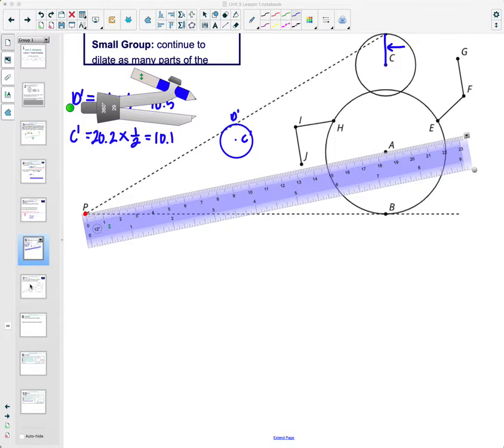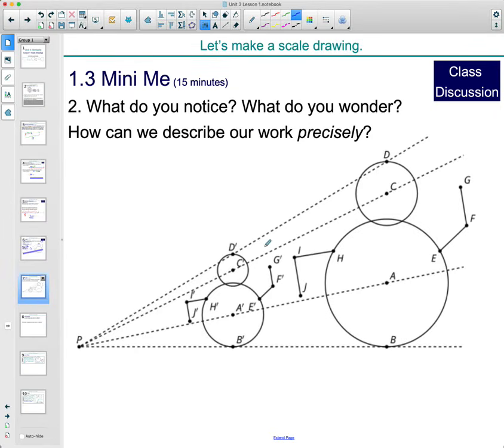All right, so hopefully you got most of that dilated. If you didn't get the whole thing, hopefully you got a good chunk of it. But what did you notice and what did you wonder? So go ahead and talk with each other just about your notices and your wonders, and make sure you get some of those written in your book on page 7.